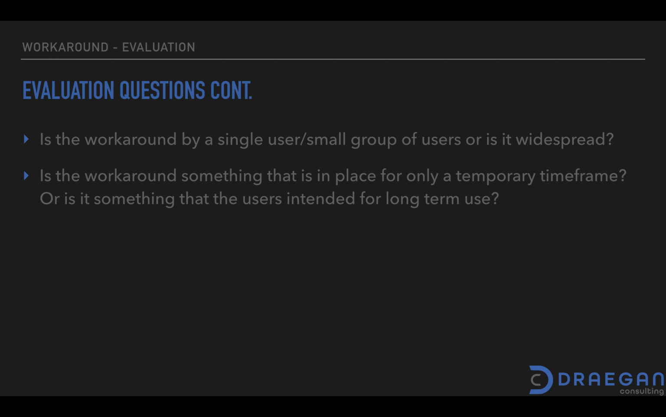So is the workaround something that's in place for a temporary time frame? So are you experiencing some functionality issues with one of your applications, and there's a brief period of time where a workaround is being used? Or is this something that the users are intending to use longer term? So is this a new path that's been created, or a desired sequence of steps that's being done that they would like to continue? So it's important that you understand if there's a time frame around this. If it is something that is just meant to be in place for the short term, it's very different than if it's something that users are attempting to commit to or wanting to commit to long term.